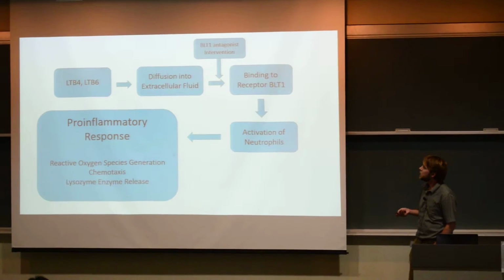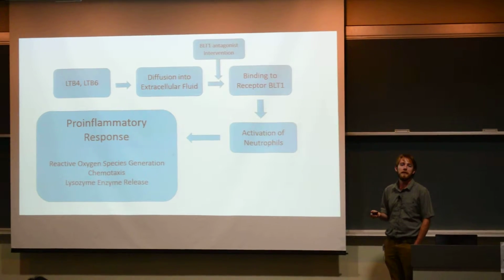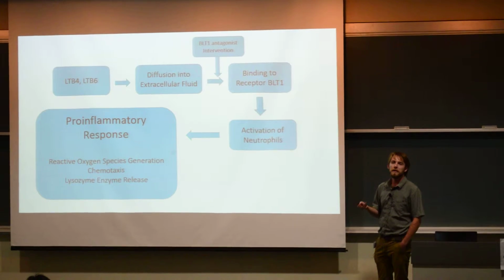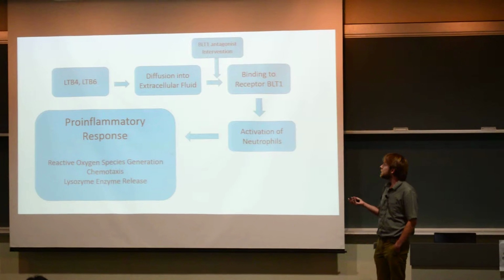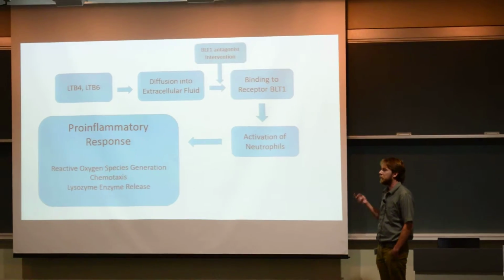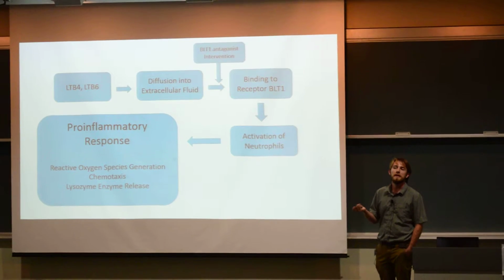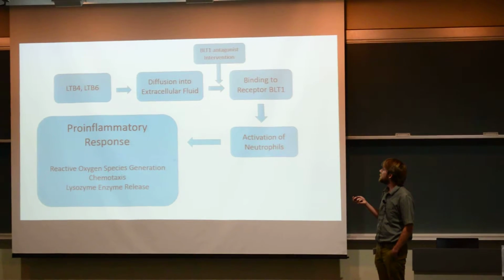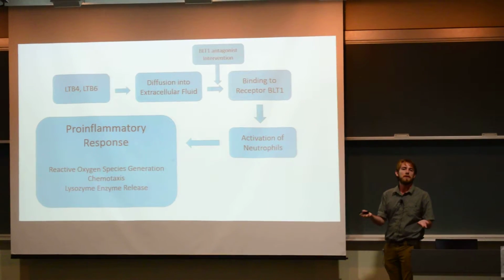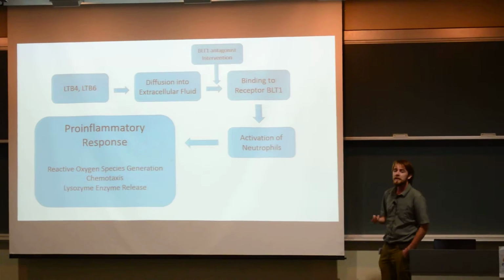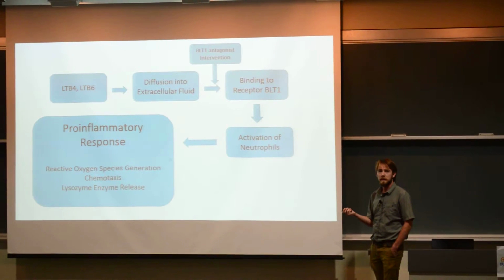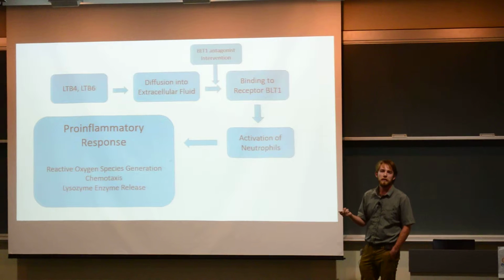So the activity of leukotriene B4, and what I found to be the activity of leukotriene B6, is such that it is expelled into the extracellular fluid after biosynthesis. At this point, agonists can intervene. In this case, a BLT1 agonist can intervene. They bind to the receptor BLT1, which is the G-protein coupled receptor that I wanted. This activates neutrophils. And in the case of leukotriene B4 and leukotriene B6, this resulted in pro-inflammatory responses.